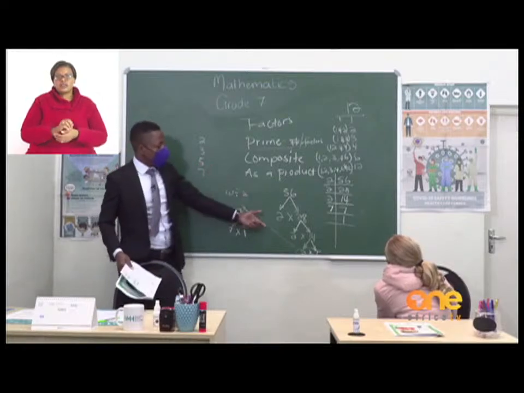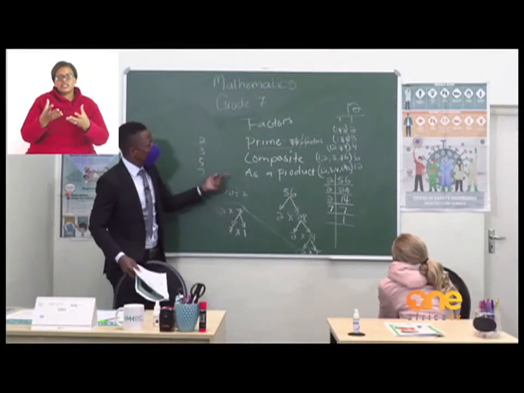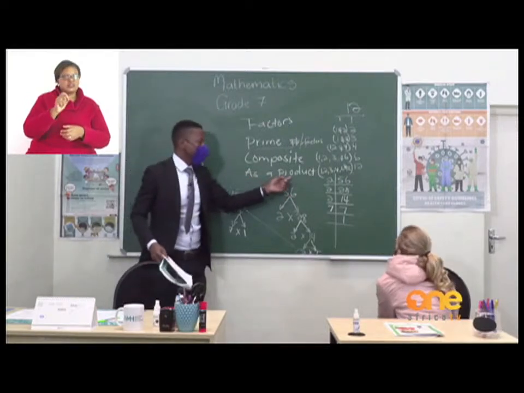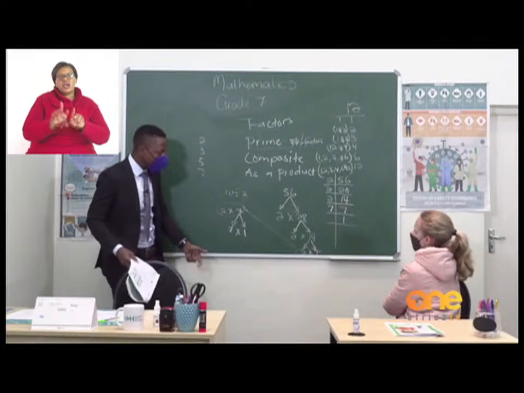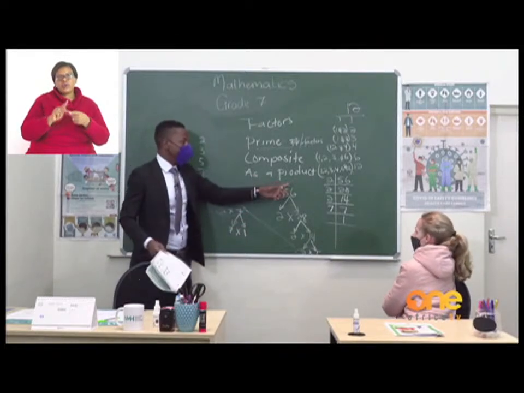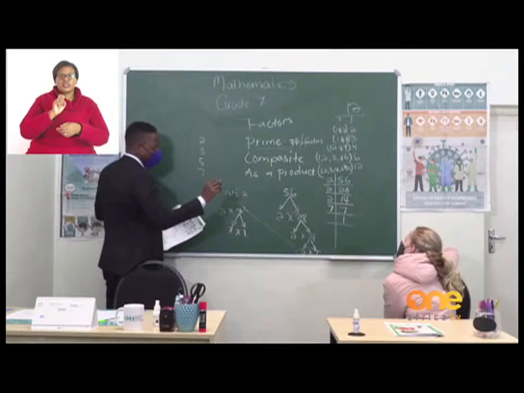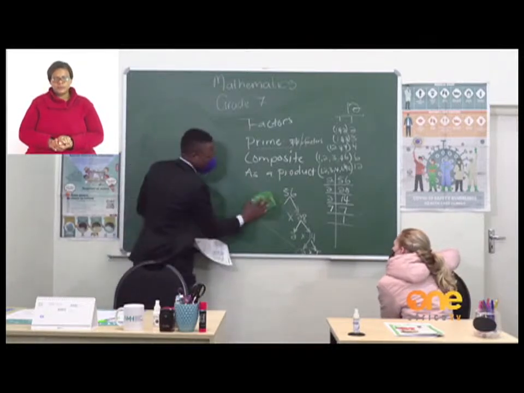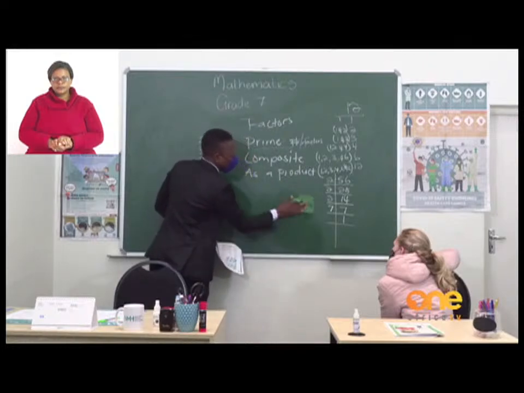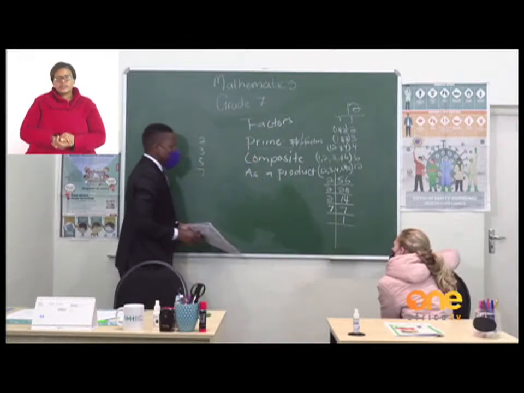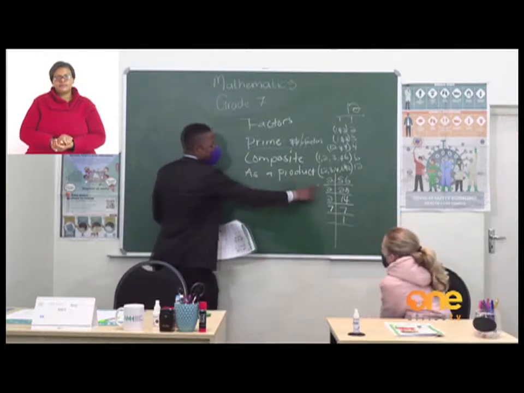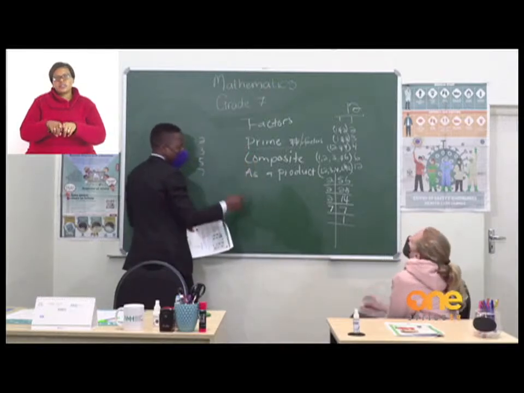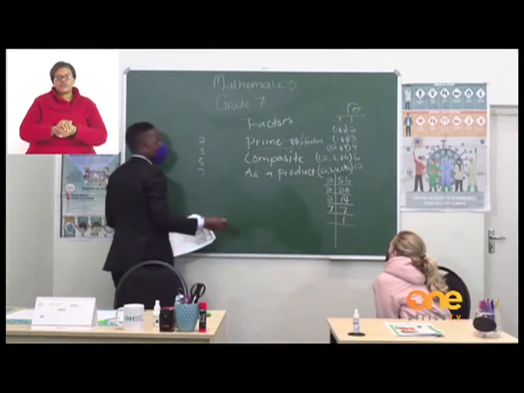But you did not give the answer to "write 56 as a product of its prime factors." To answer this question, you must write it this way. Just erase this. You must write it in this way. Write 56 as a product of its prime factors.